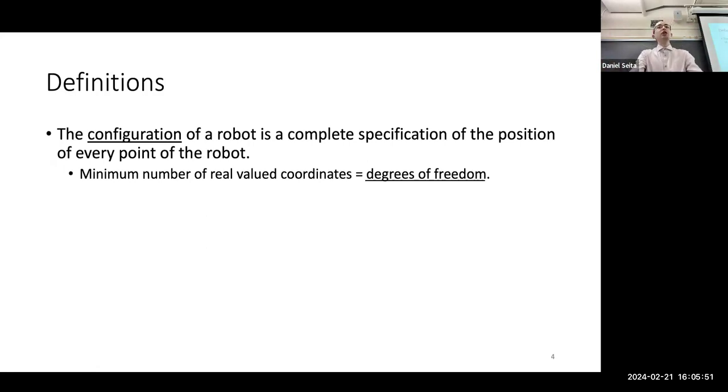So the configuration of a robot is a complete specification of the position of every point of the robot, and the minimum number of real value coordinates that we need to express this is the degrees of freedom. So one quick question is, you might look at this definition and say, well, you have to specify every point on the robot. Do you think that seems very doable? Like you have to specify every point. Aren't there an infinite number of points? How do people get around this?